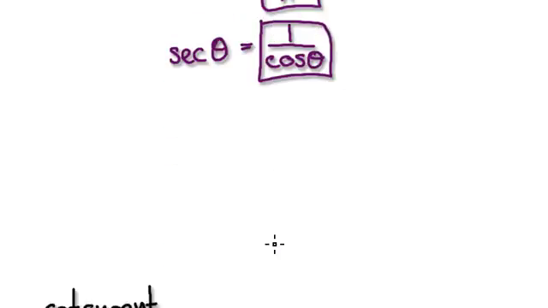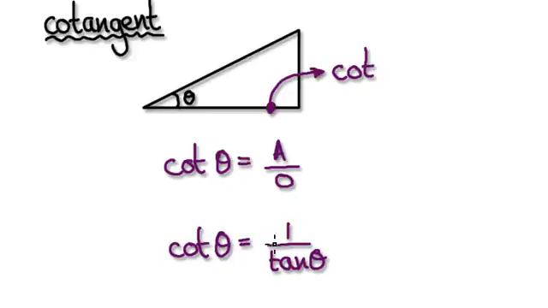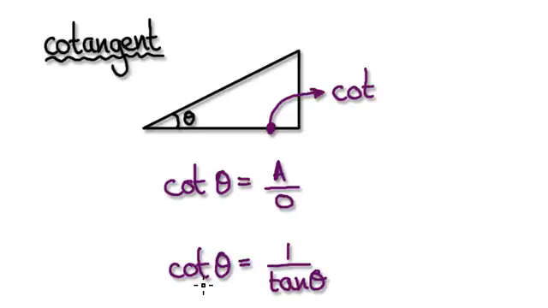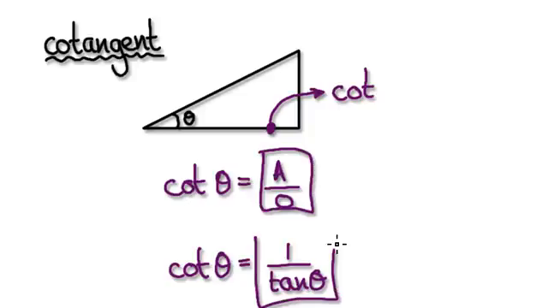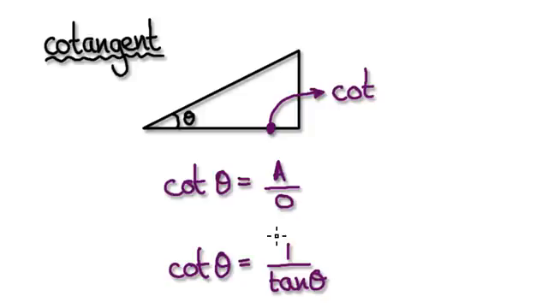Okay. So same argument with the cotangent. You can use the same argument here. So cotangent can be considered as this, or it can be considered as this. Okay.